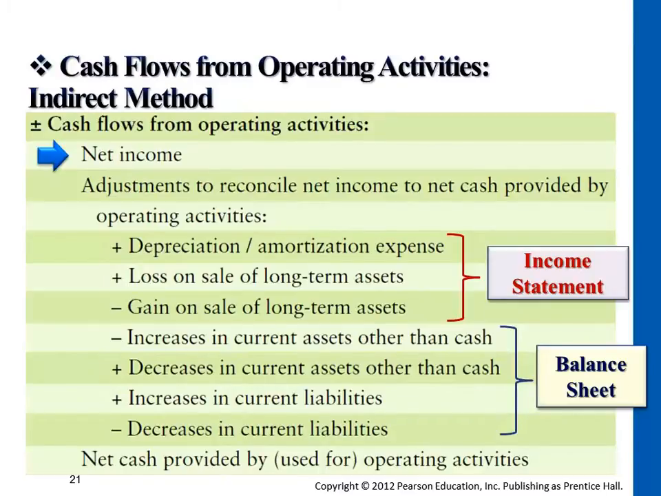Okay, same example works for decreases in current assets. Decreases in accounts receivables, that basically means you collected some of the cash on account. So we add that amount that we collected. Okay, so it's the opposite of increase in current assets. Now, current liabilities is more straightforward.